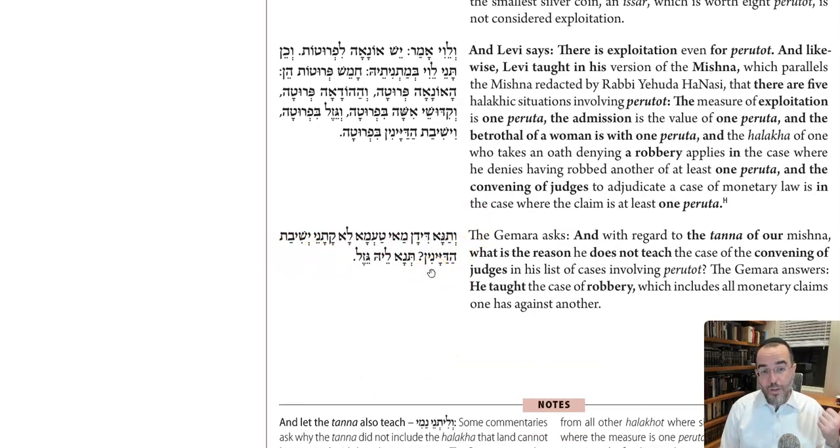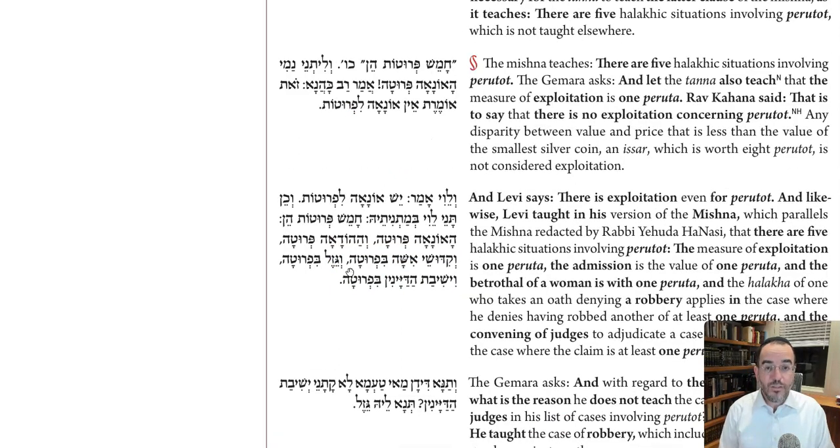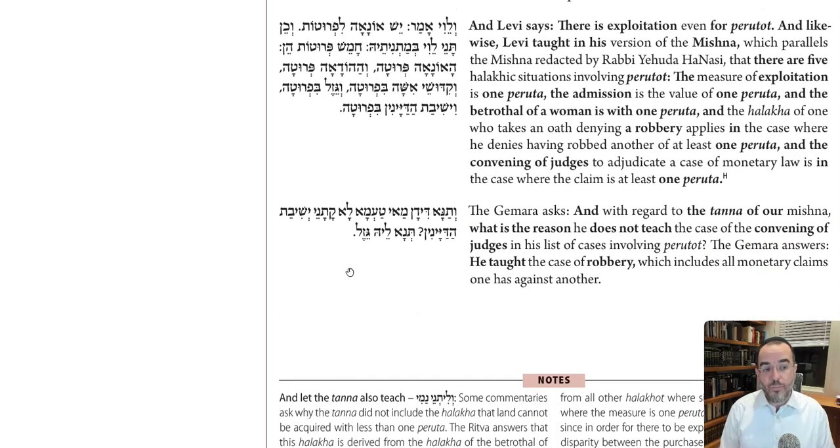So now, how come our Mishnah doesn't have this last item on Levi's list, that the judges will only adjudicate a case if it's worth at least a peruta? Tana le gezel says, no, it already included that in gezel, since a case of robbery means only a case that it's actually robbery, which is at least a peruta. And if it's less than the peruta, then it's not going to be called robbery.